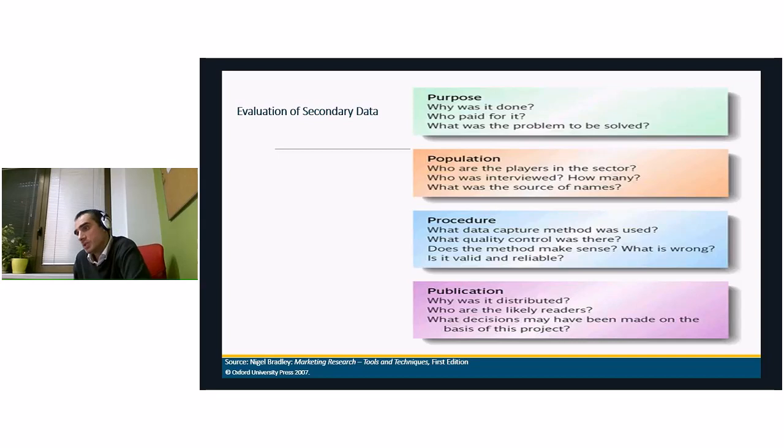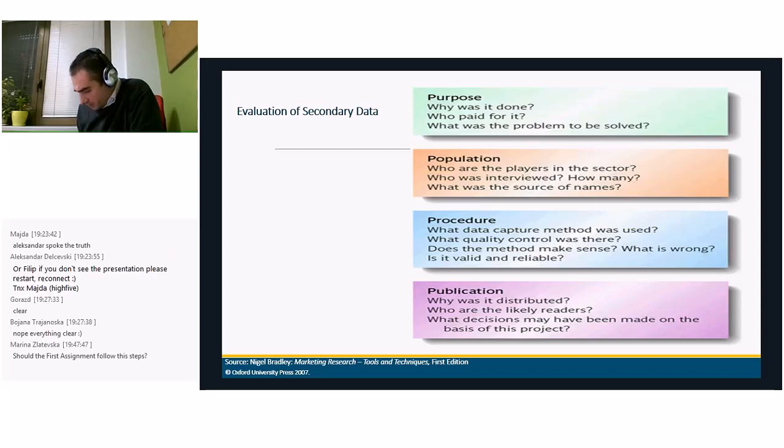Now we go into details regarding the procedure. What data capture method was used? Was there any quality control to ensure good quality? Is the method making sense? Was something wrong, is it valid or reliable? And at the end, we come to the publication. Why was it distributed? Who was the most likely reader to see it? What was the target group of that population? And what decision could have been made on the basis of this project?